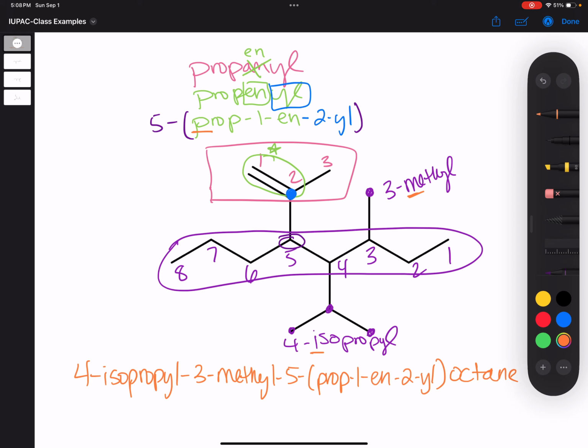And one question a lot of people ask is, why is it octane when there's a double bond present? Well, the double bond is already represented in my name right here. The actual true parent chain does not contain the double bond. So therefore, I'm going to keep the alkane ending in the parent.